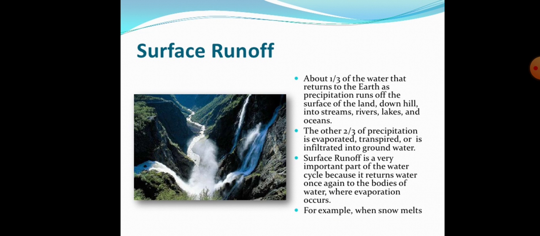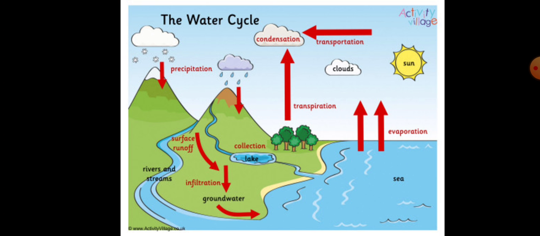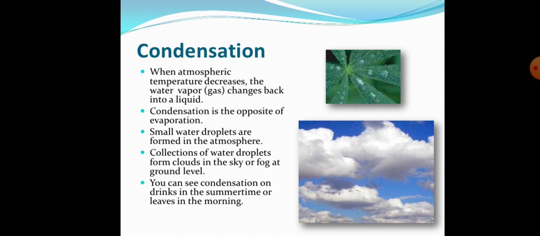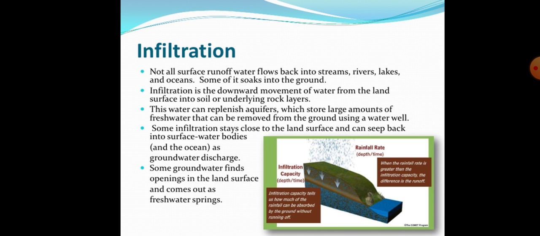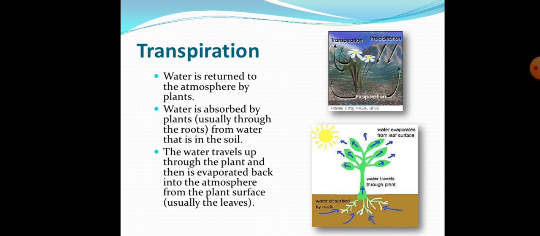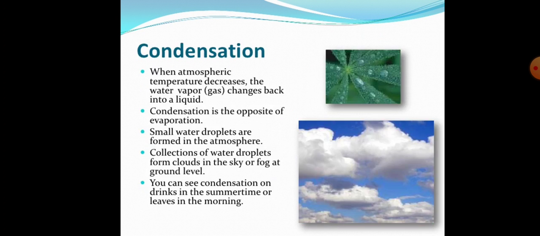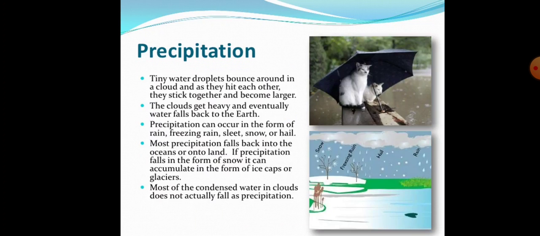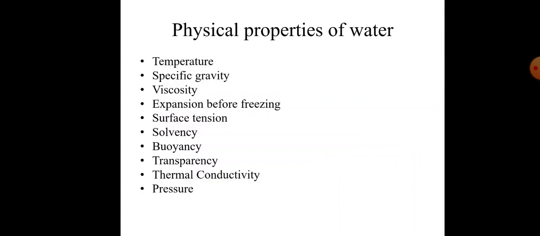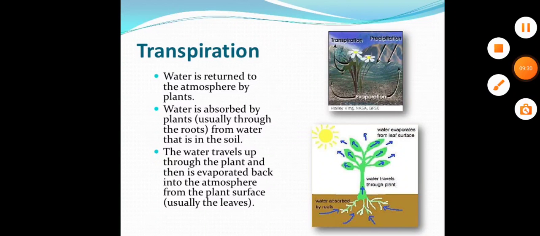So this is the water cycle and its processes. Firstly evaporation, then condensation, precipitation, surface runoff and infiltration, and then the next process is transpiration. That is the water cycle. This is the diagram of the water cycle. Okay, thank you.